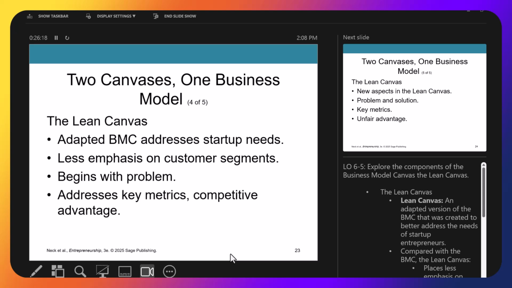Adapted, it addresses startup needs. So these are some of the things that you would do early. It begins with looking at the problem and addressing metrics and competitive advantage. This is something you don't want to be doing later on. You want to do that early because it can help you determine whether or not you're going down the right path.